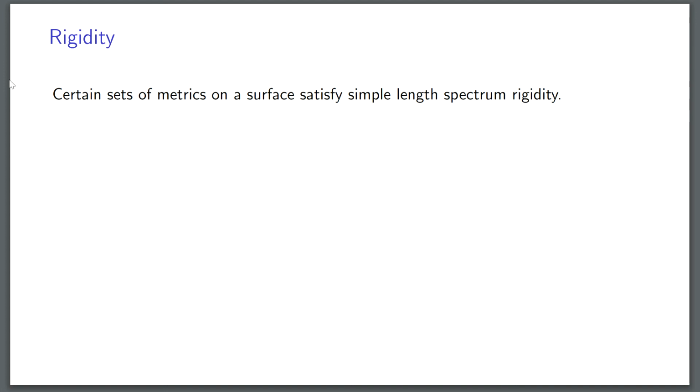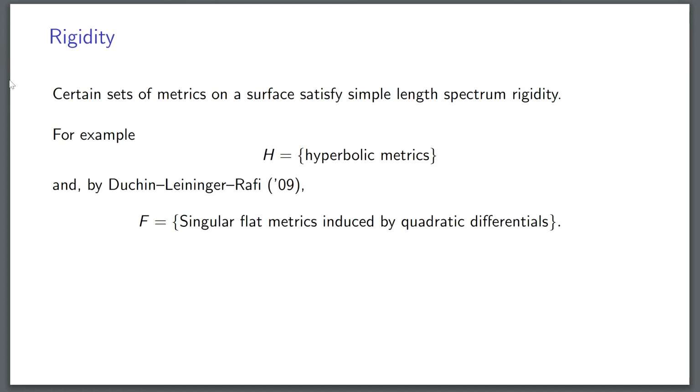Two rather elementary examples perhaps of this are the following. It's known for hyperbolic metrics on a surface that such a metric is uniquely determined up to isotopy by its simple length spectrum, and it's also known for a particular class of singular flat metrics that are induced by quadratic differentials, and this was proven by Duchesne, Leininger, and Raven.